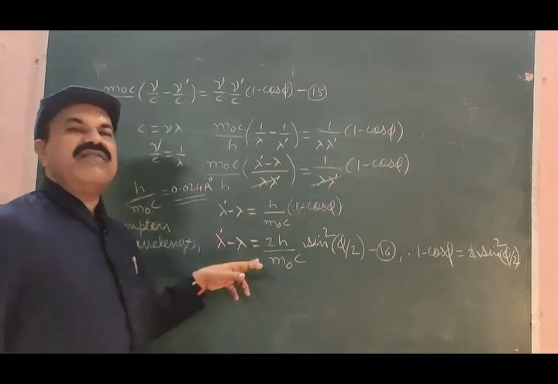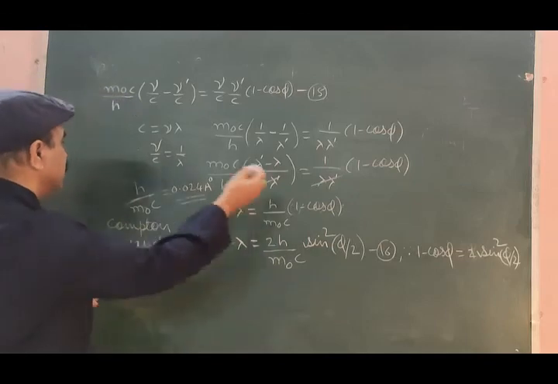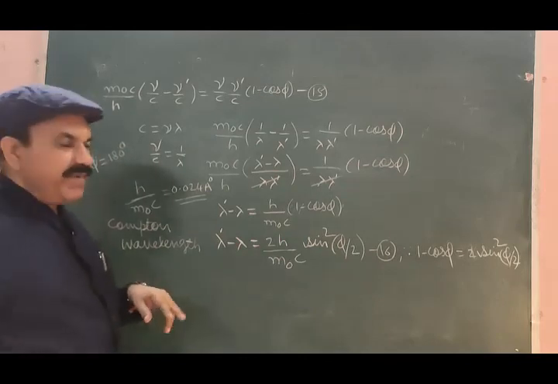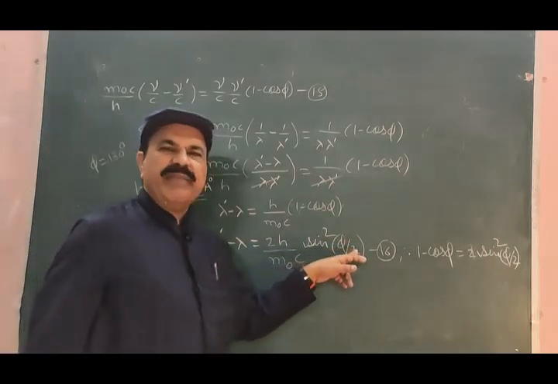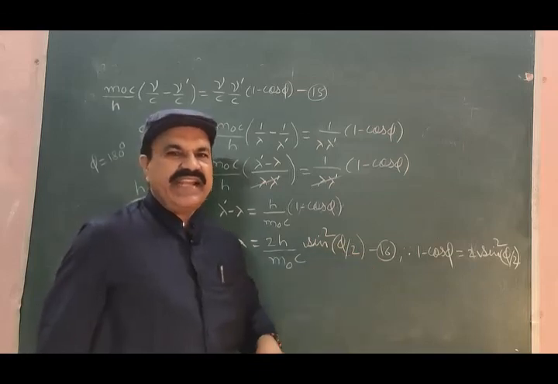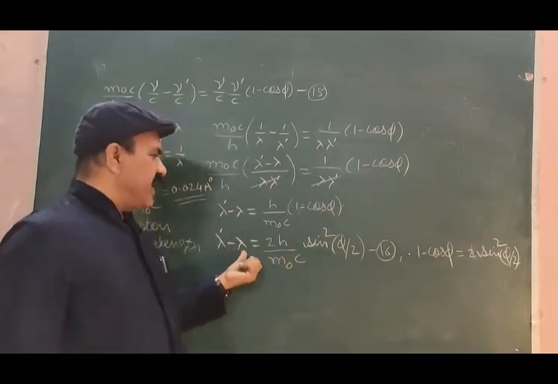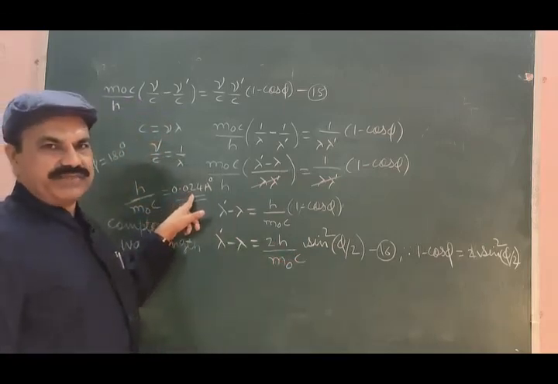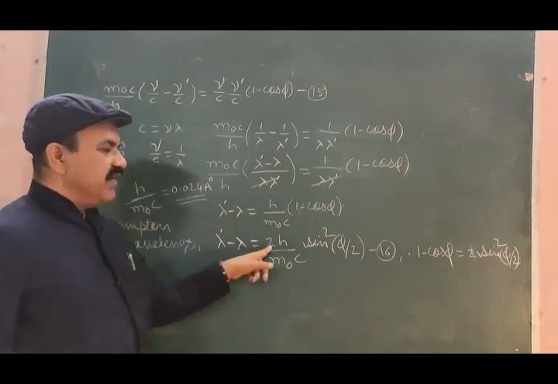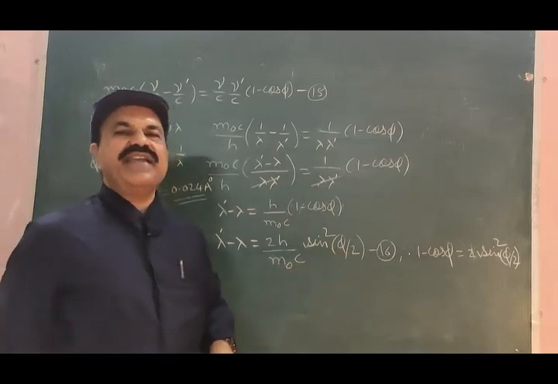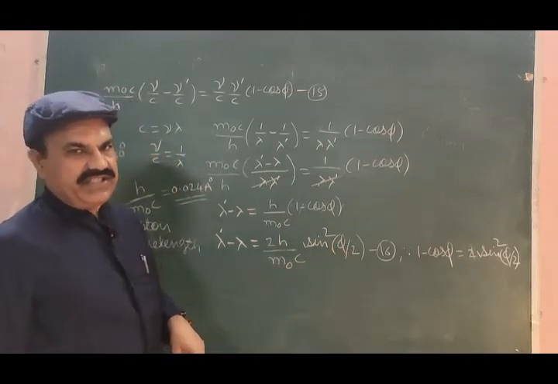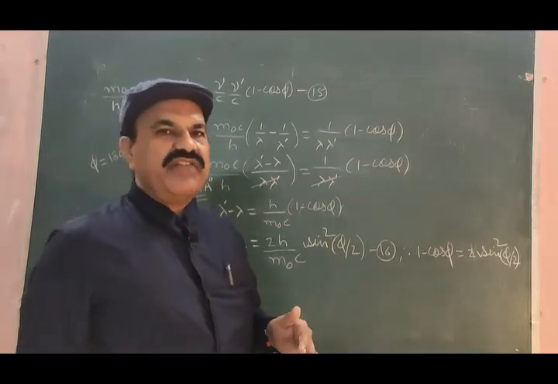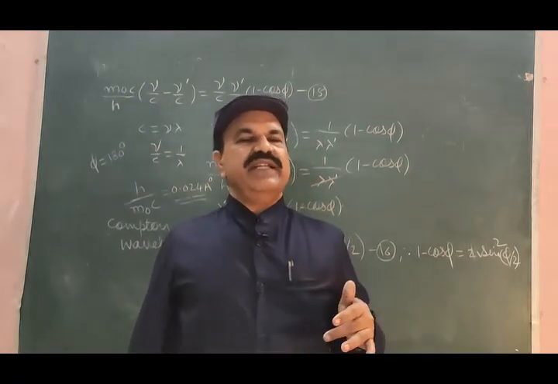Lambda dash minus lambda will be maximum for the angle phi equal to 180 degrees, because if phi is 180, phi by 2 will be 90, sin 90 is 1, and this lambda dash minus lambda will be about 2 times of h by m0c, because this h by m0c will get multiplied by 2 if phi is 180 degrees. This is about the Compton effect, which is a strong evidence in support of the quantum theory of light.